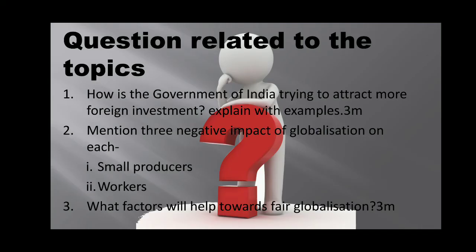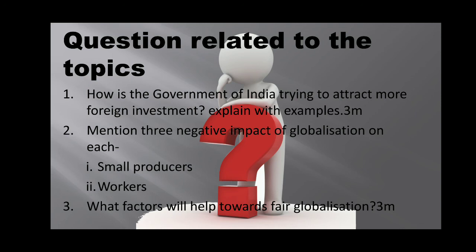Questions related to the topics: How is the government of India trying to attract more foreign investment? Explain with examples. You are going to illustrate 3 points in the SEZs, special economic zones. Mention three negative impacts of globalization on a small producer. You are going to explain the point of small producers with the help of the example of capacitors or batteries or tires or food items, how the MNCs control the smaller producers. And then workers, 3 points.